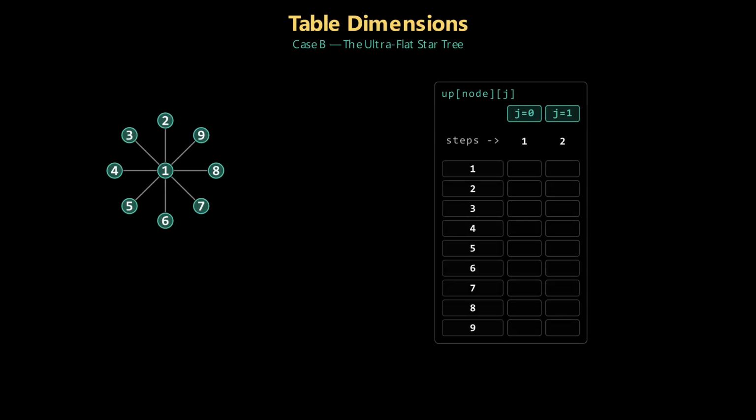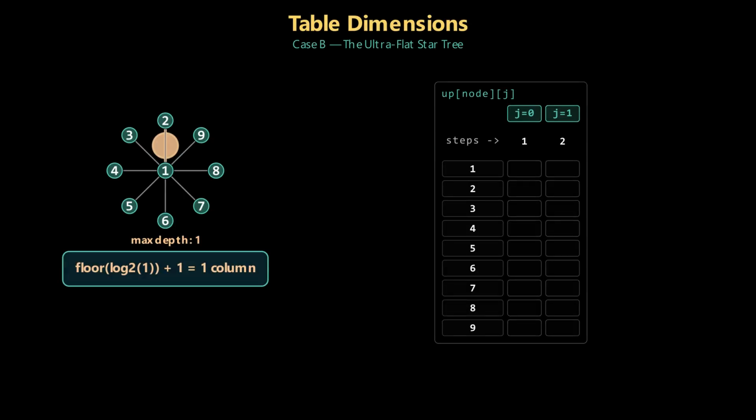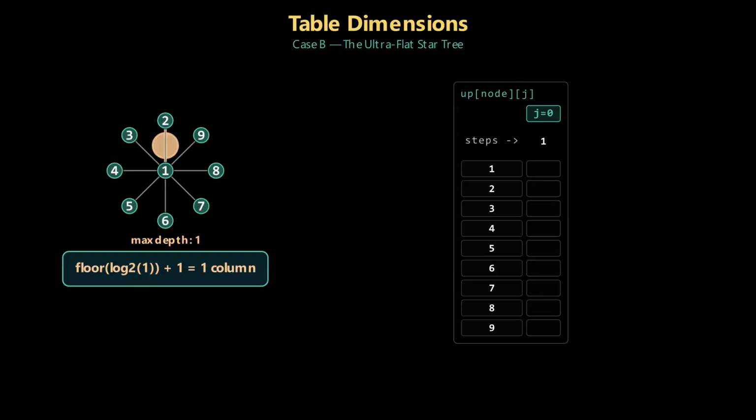Now see how the formula adapts to an ultraflat star tree. Our total node count remains 9, but the longest path from the root to any leaf now has maximum depth of just 1. The formula scales our grid down instantly to only 1 column, index 0. Because no node is more than a single hop away from the root, wider exponential tracking columns are automatically stripped away.